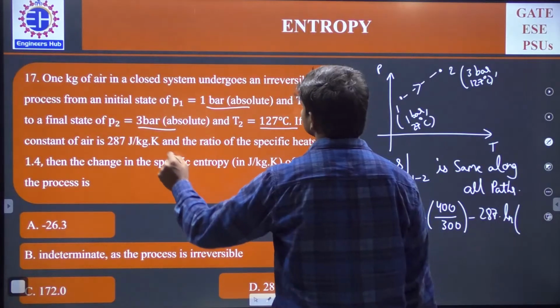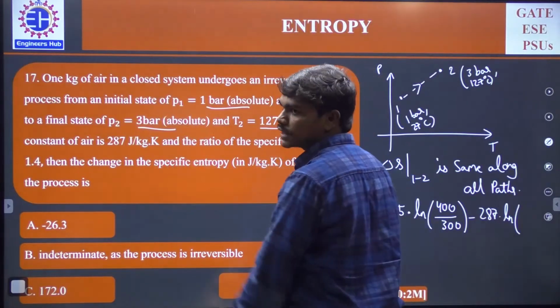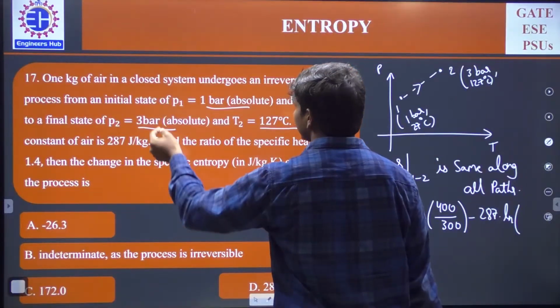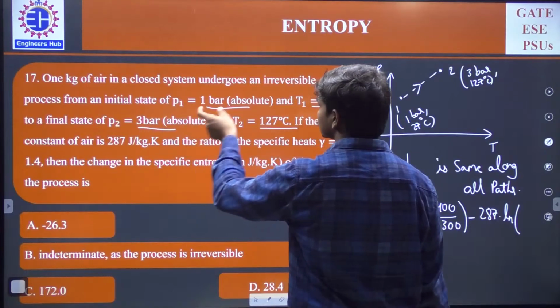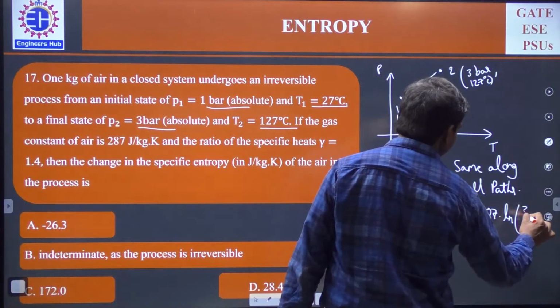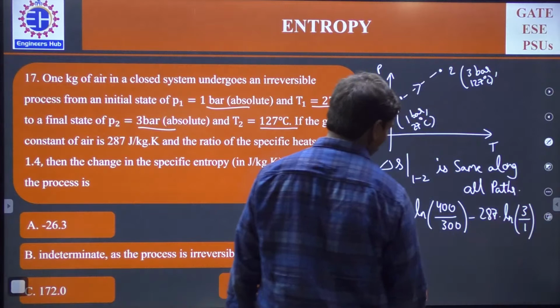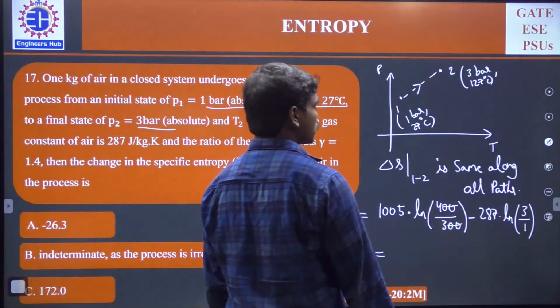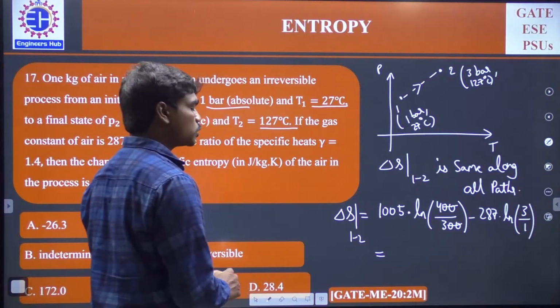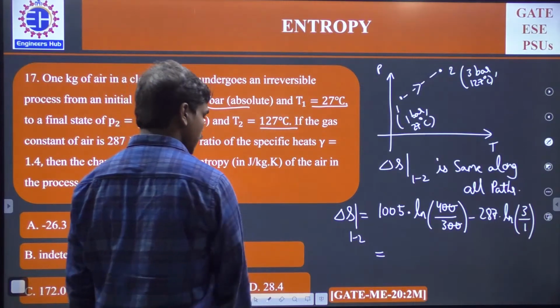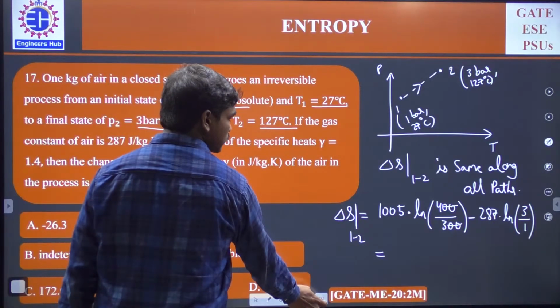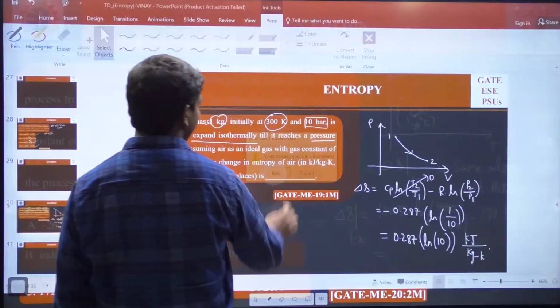Since we are talking about ratios, we can always substitute in bars as long as they are in the same units. Otherwise, if you are substituting in the ideal gas equation, we need to make this 300 kilopascals and this 100 kilopascals. So this is ln 3 by 1. So you can calculate it: 1005 into ln 4 by 3 minus 287 into ln 3. Let us calculate this value.